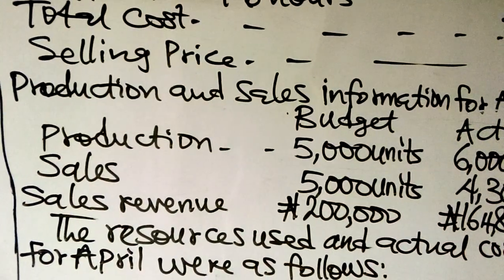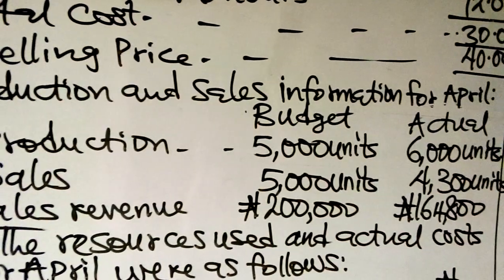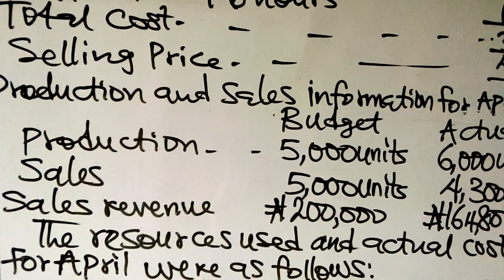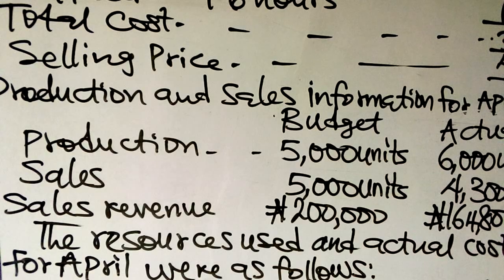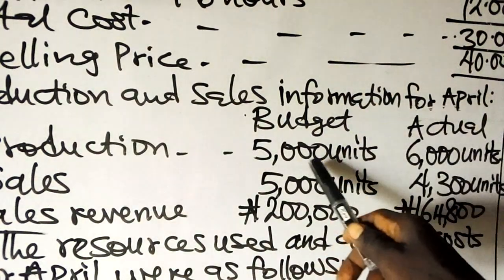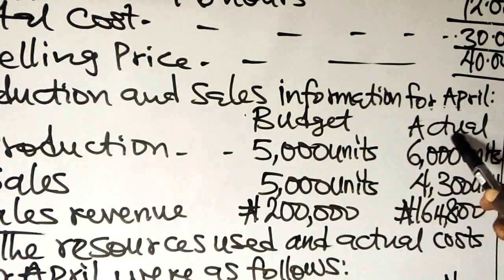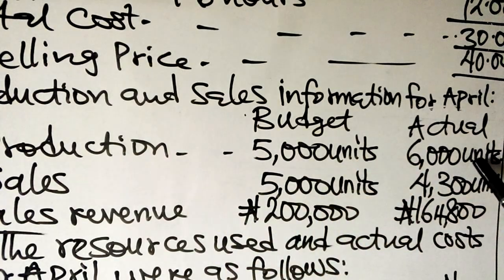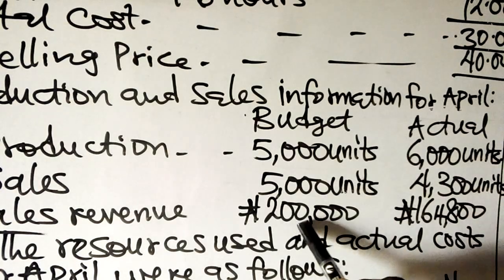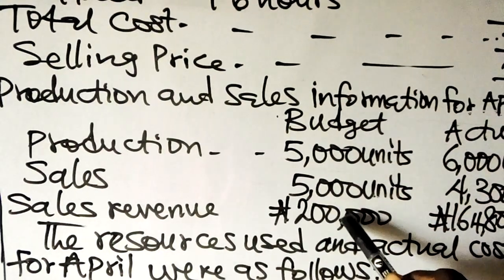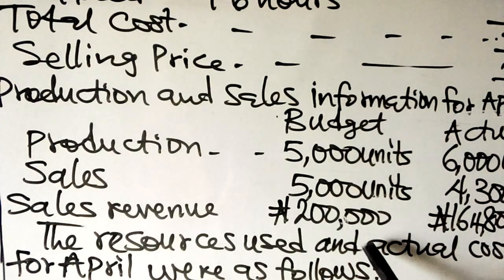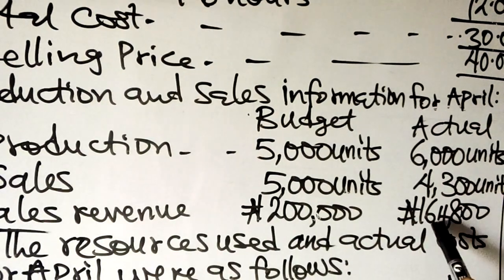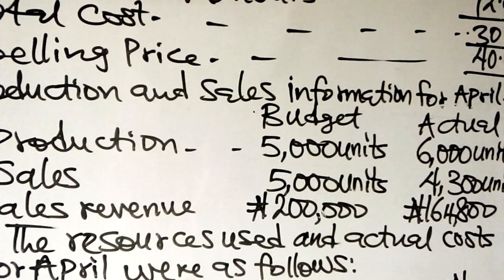You have production and sales information for April. The budgeted production is 5,000 units, and the actual production is 6,000 units. The budgeted sales is 5,000 units, and the actual number of units sold is 4,300 units. Then you have the budgeted sales revenue to be 200,000 naira, while the actual sales revenue is 164,800 naira.